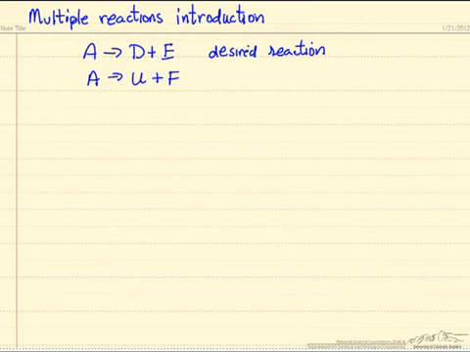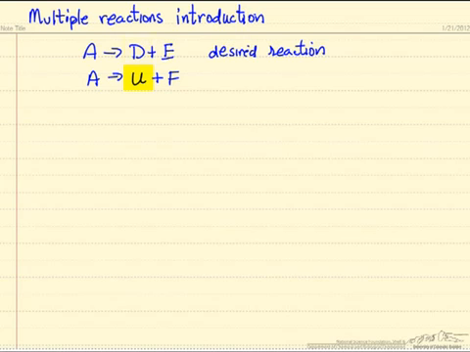I'm going to present here a brief introduction to multiple chemical reactions. We have more than one reaction taking place at the same time. I've indicated here two reactions in parallel where a reactant may go to a desired product and a secondary product formed at the same time, or it may go to an undesired product.